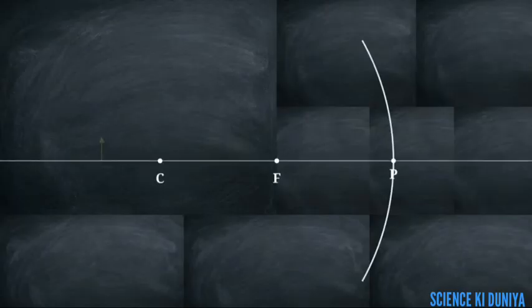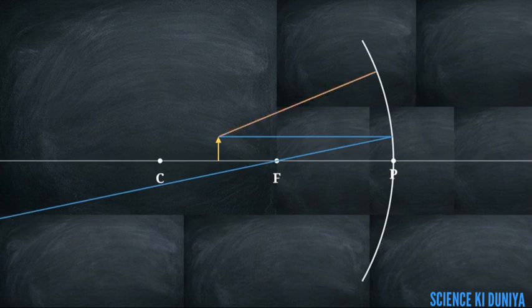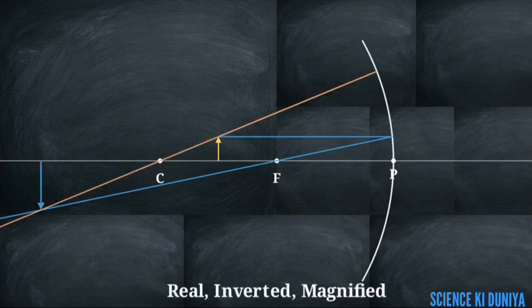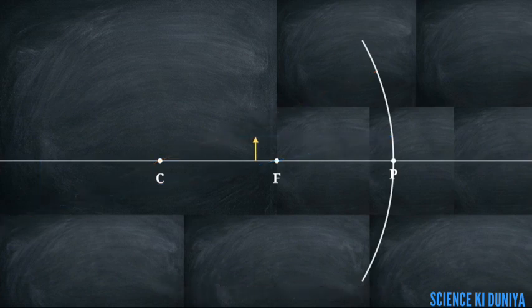Knowing that pattern, what happens if we move the object 1 step closer, placing it right between C and F? Pause the video for a second and try tracing the 2 light paths yourself. Here is the solution. Following the rules, the parallel ray and the center ray reach far out to the left. They intersect beyond C, forming an image that is still inverted, but now highly magnified.